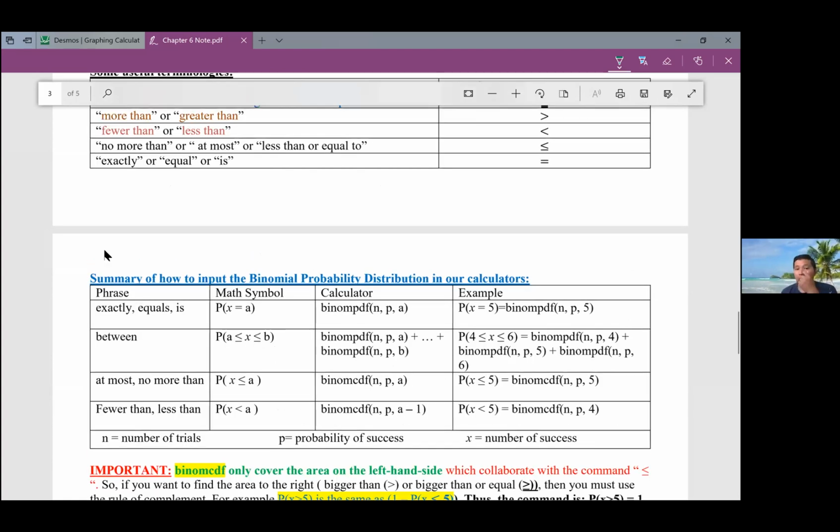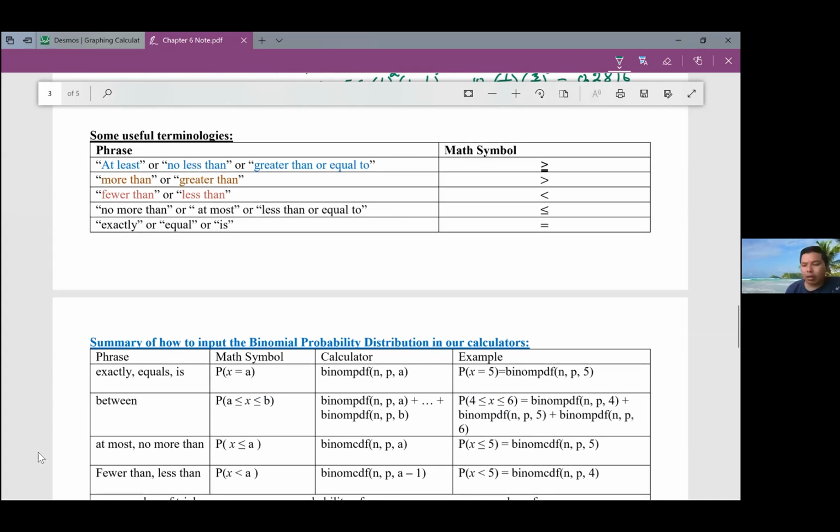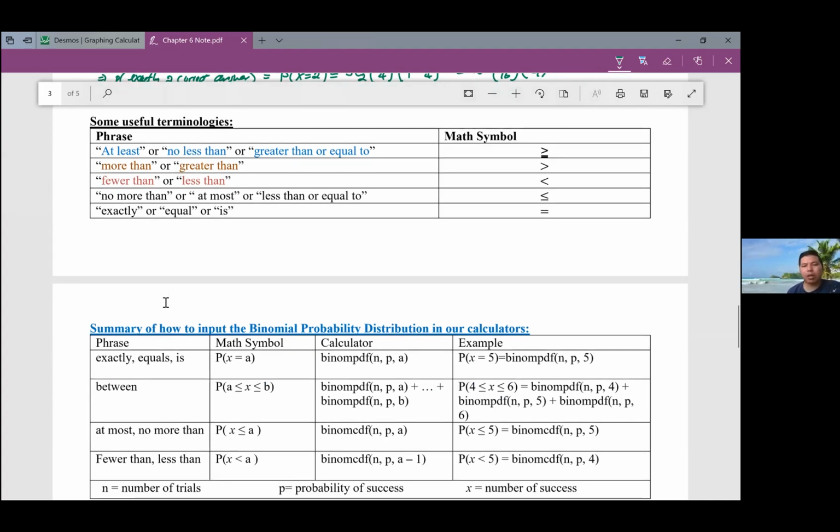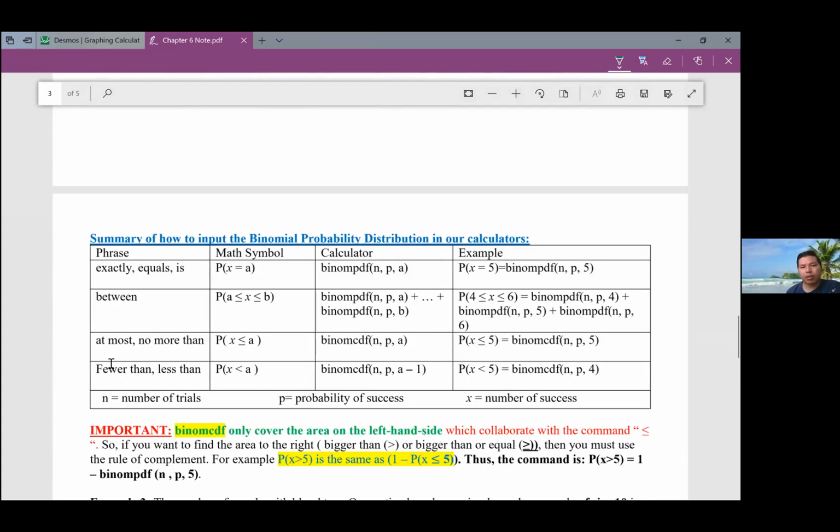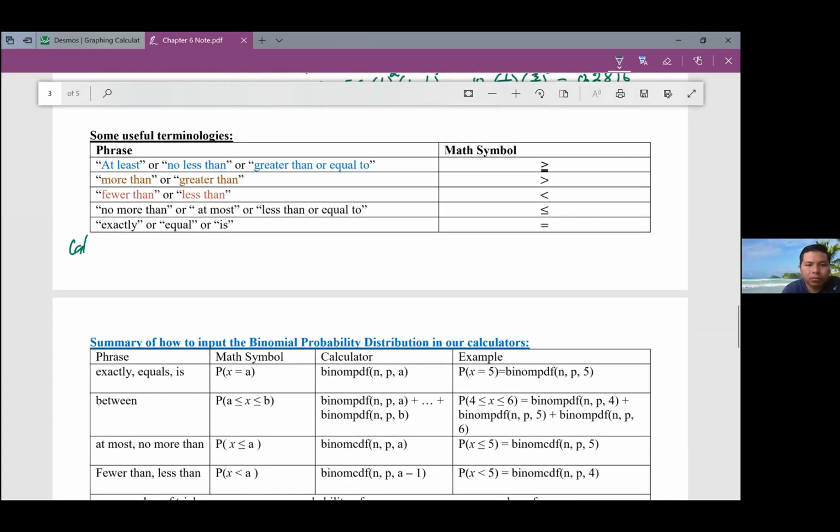So there will be instruction for calculators. I'm going to show you right now how you're going to use the calculator for this section. It only has two options. We have binom PDF used for exact, so used for exact X successes, okay?